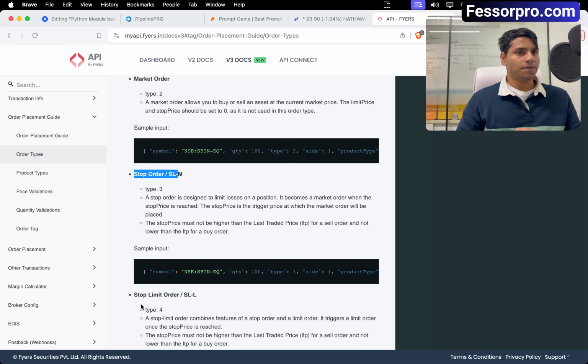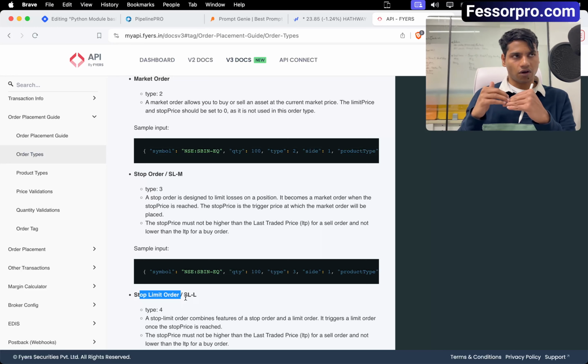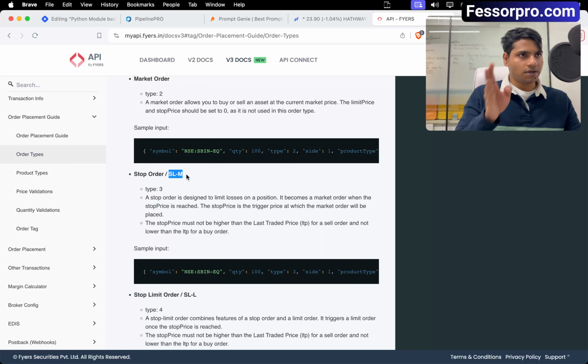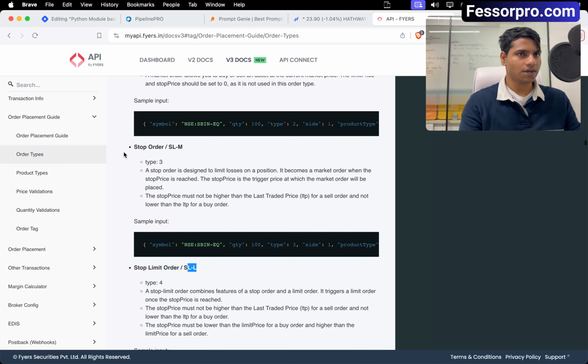Then what is stop limit order? Stop limit order is almost the same. The only difference is when the market reaches the stop price, my stop order gets converted to a limit order. In SLM, my stop order gets converted to a market order. In SLL, my stop order gets converted to a limit order. This is the major difference between SLM and SLL. Okay, you can just read about it.